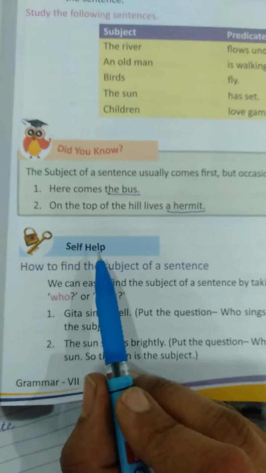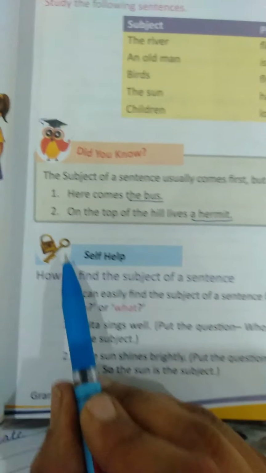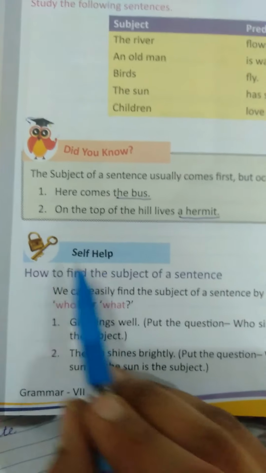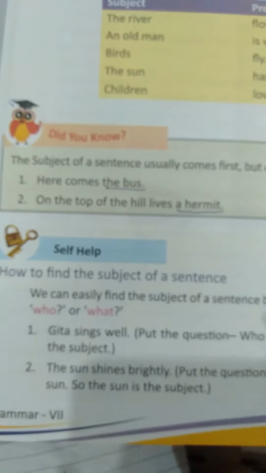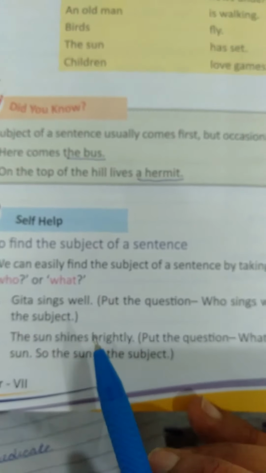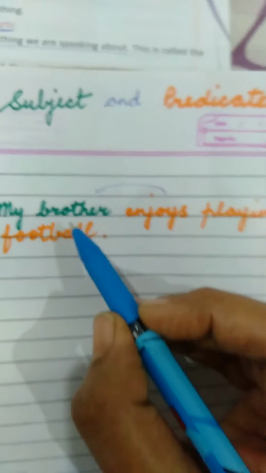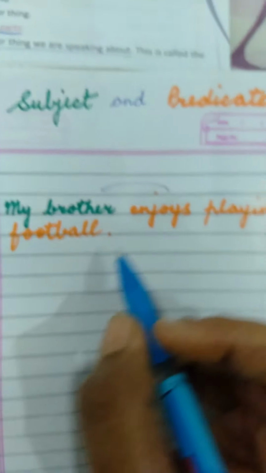Then they have given self-help. Very good. Very nice picture also along with that. They have given self-help. So open the locks of your brain. So let's do it. Self-help. They have told you how you can find the subject of a sentence, very easy. If you want to find the subject in a sentence, let's take this example only, the way we have written: my brother enjoys playing football.